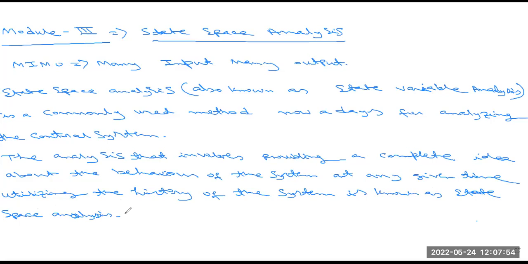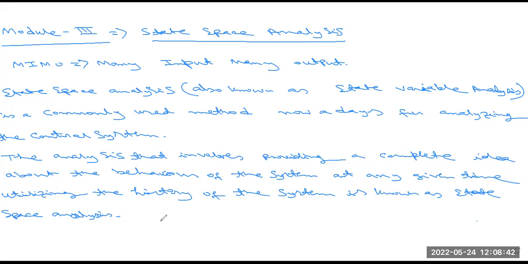So this is basically the definition of state space analysis. It is required in our modern control system where many input and many output systems are available. It is also known as state variable analysis, and it is a commonly used method nowadays for analyzing the control system. This analysis involves providing a complete idea about the behavior of the system at any given time, utilizing the history. So this is another important term. It is timing oriented. The timing signals are also required for this state space analysis.